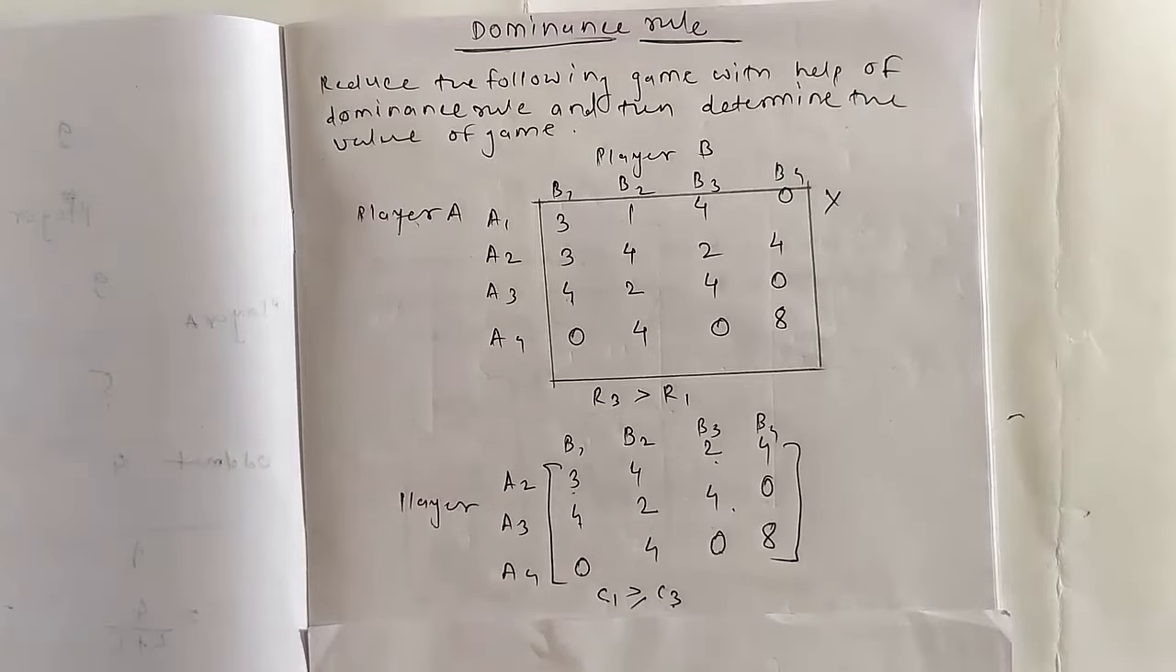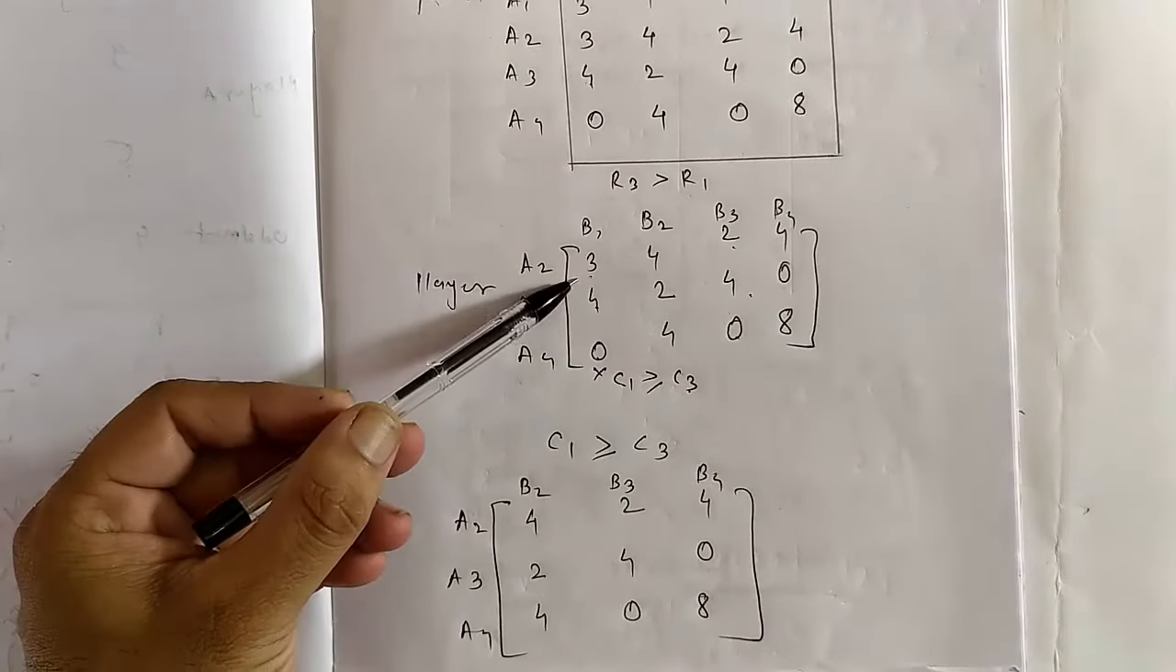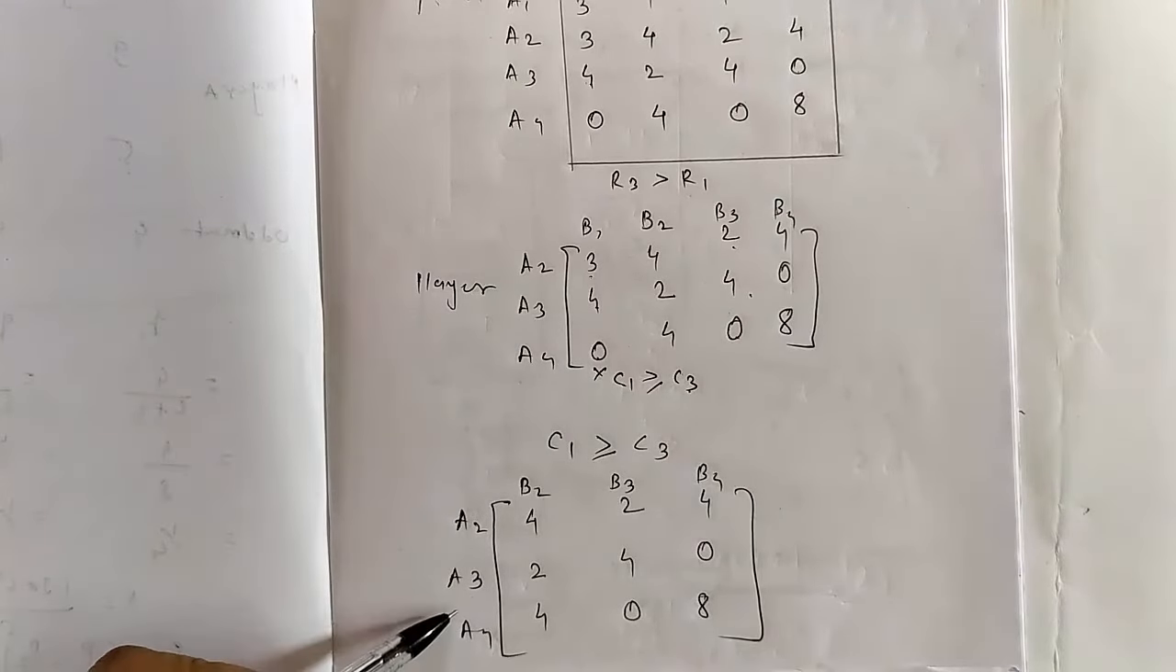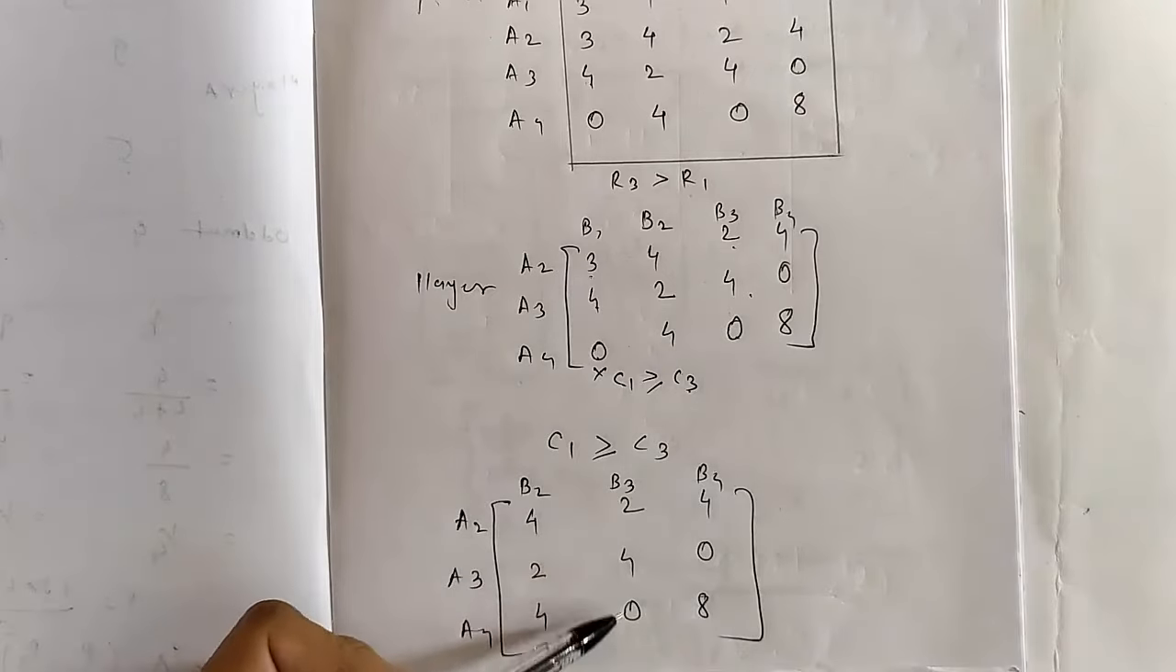Now according to our dominance rule for the columns, we are going to remove the dominating column, that is B1. After deleting this C1, our resultant matrix will be like this: 4, 2, 4, 2, 4, 0 and 4, 0. Now this is a 3x3 matrix.